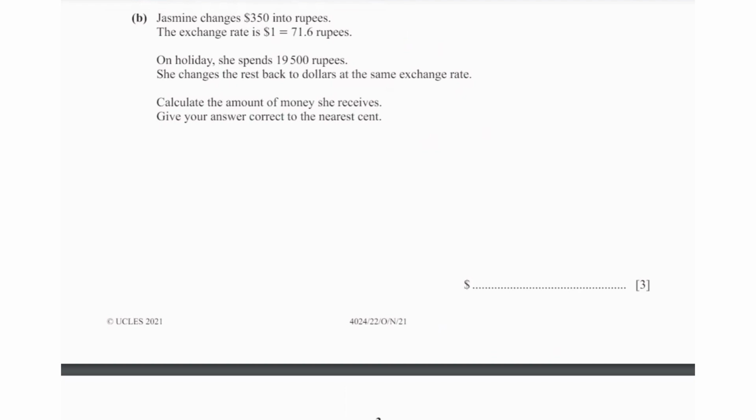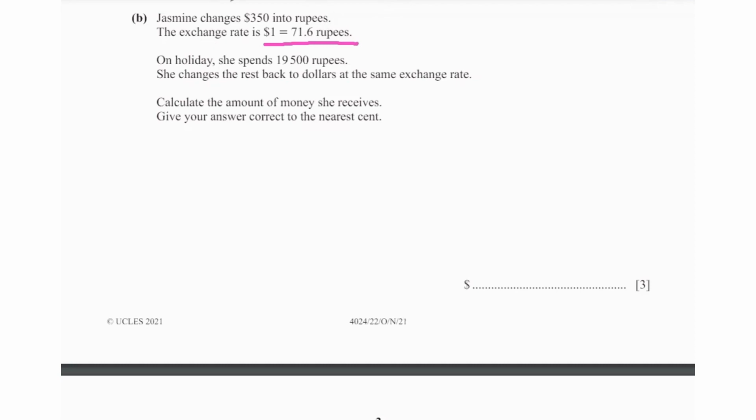This is Jasmine changes $350 into rupees. The exchange rate is given as $1 equals to 71.6 rupees. On holiday, she spends 19,500 rupees. She changes the rest back to dollars at the same exchange rate. Calculate the amount she receives, giving your answer correct to the nearest cent.